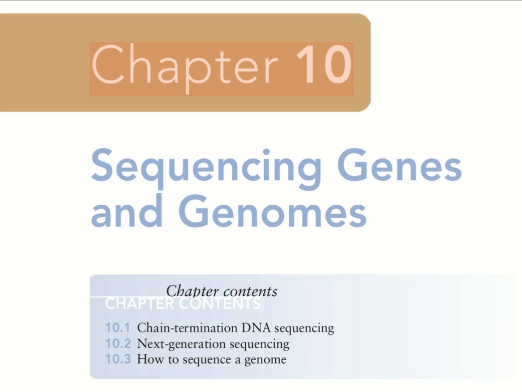This lecture covered chapter 10, entitled Sequencing Genes and Genomes. In this chapter we will talk about both the chain termination DNA sequencing, which is also called Sanger sequencing, as well as some different technologies commonly referred to as second generation sequencing or next generation sequencing. We will also cover some of the strategies by which these technologies can be used to sequence an entire genome.